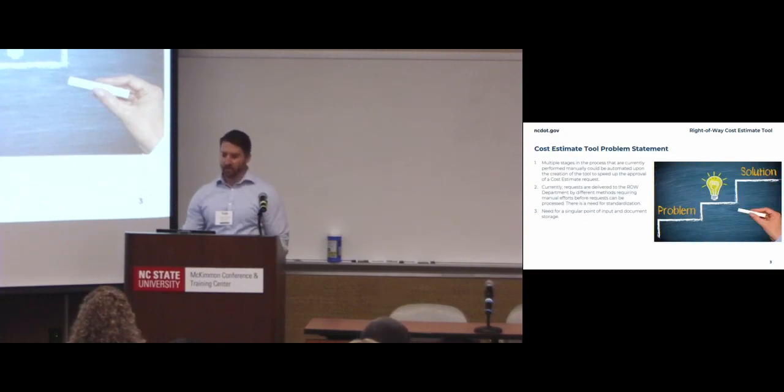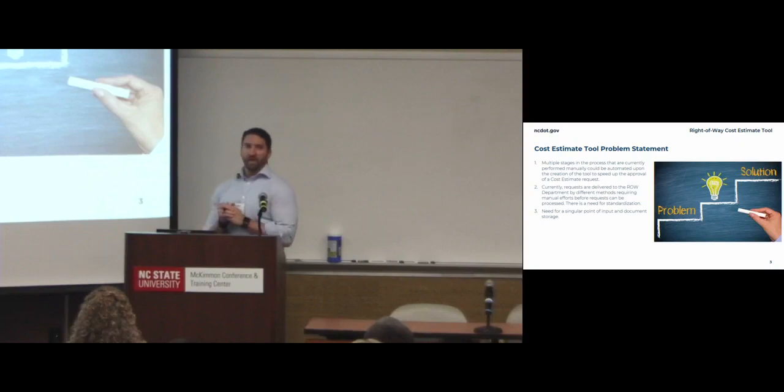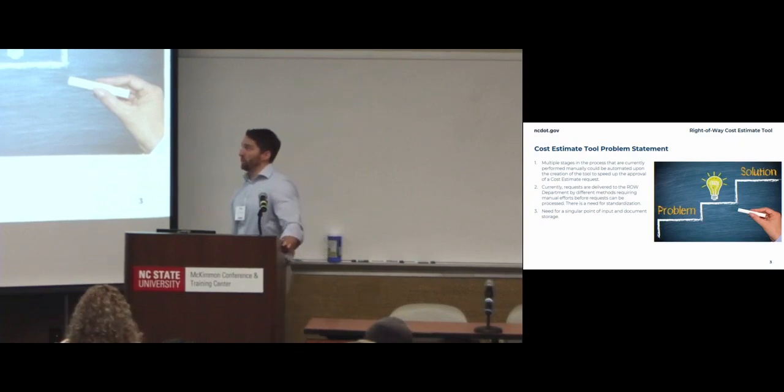So the problem statement. The way that cost estimate requests currently come into the unit is somewhat disjointed, whether it comes from an internal source, an NCDOT employee, or a consultant PM. A lot of times it's emailed in. Sometimes there are links. Sometimes there are different types of files that can't readily be accessed by the unit staff processing the request. So one of the things we were looking to do is to streamline that and limit the type of documents that are coming in. That'll take a lot of manual processing time away.